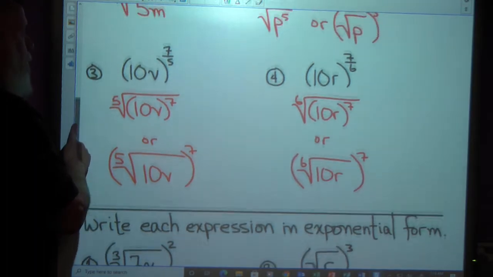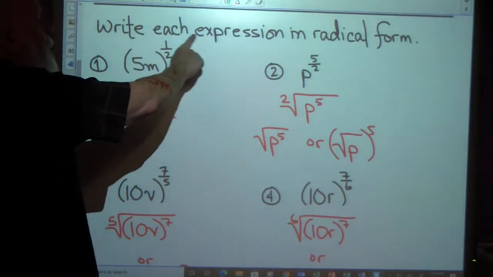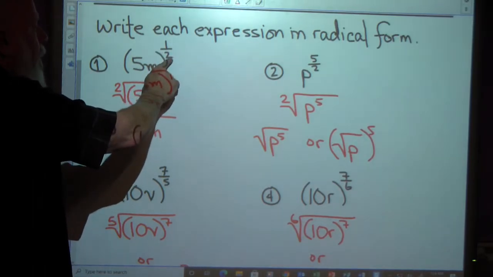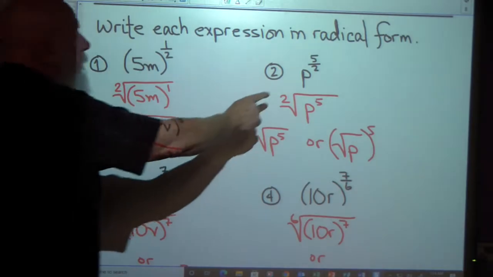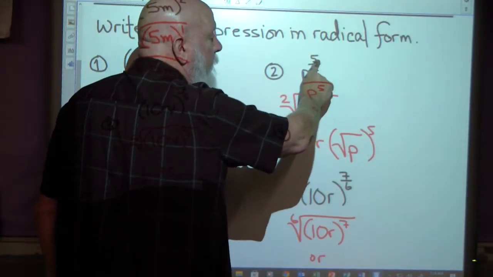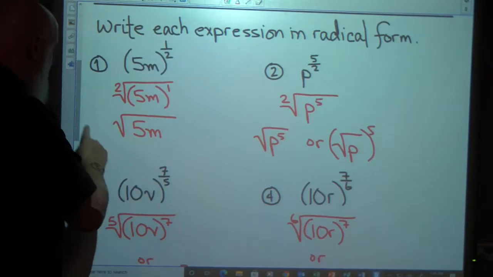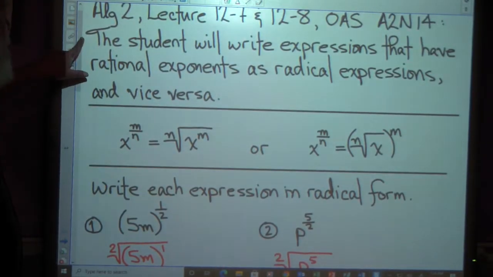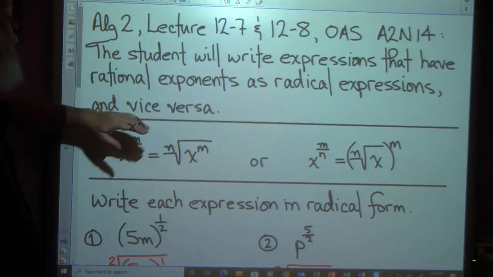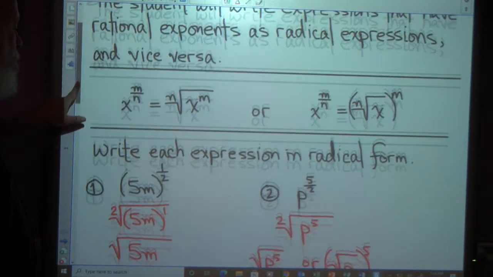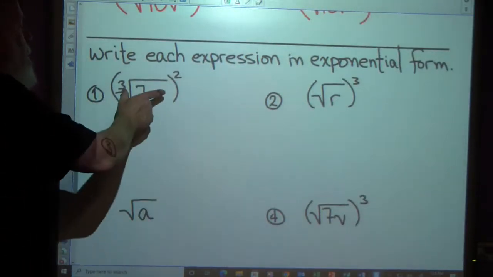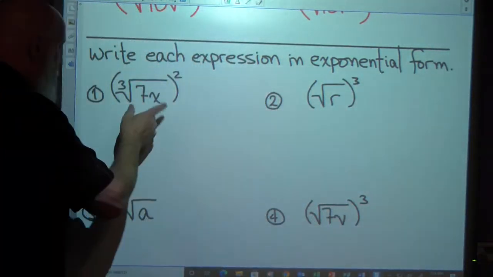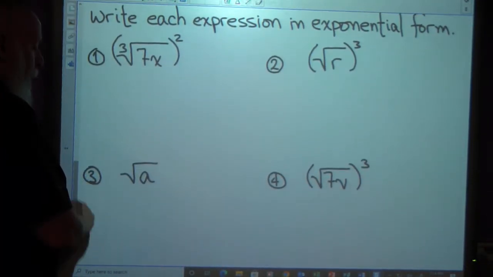Okay? First things first. So we've had expressions that were given to us as a rational exponent, and we rewrote them as radicals. Rational exponent, that means a fractional exponent, rewritten as radicals. Okay? And the objective said we're going to do that, and vice versa. So we're going to go from these radicals, and we're going to write it in exponential form. We're going to have something raised to some power.